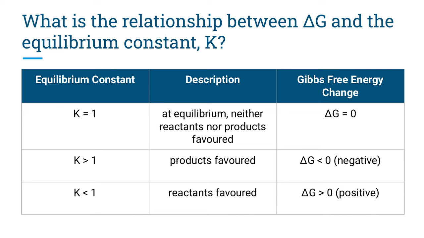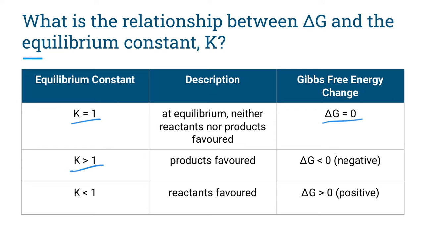So what is then the relationship between delta G and the equilibrium constant, or K? When K equals 1, it means that we're at equilibrium and neither the reactants nor the products are going to be favored. And so what you would see with delta G is that the delta G would also be 0. And that's because it's not going to favor either the forward or the reverse reaction.